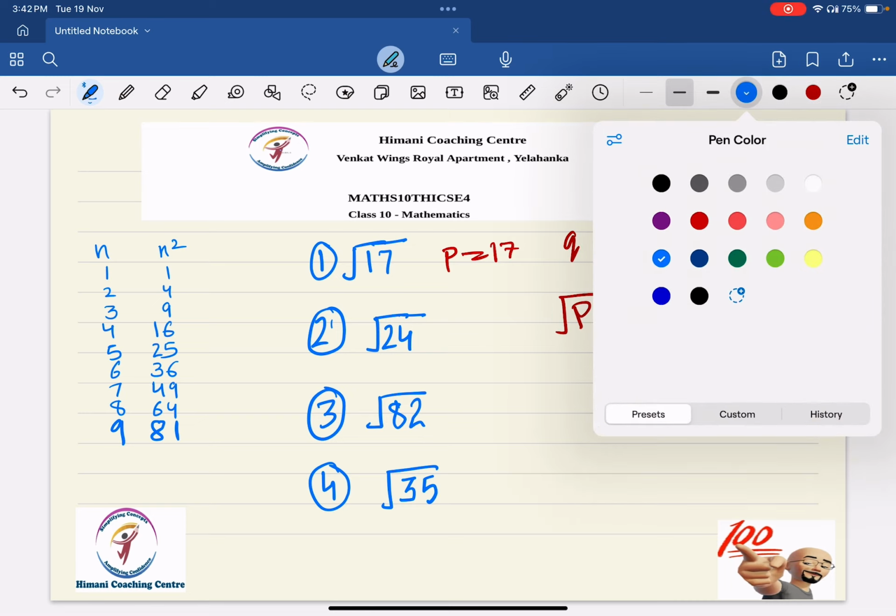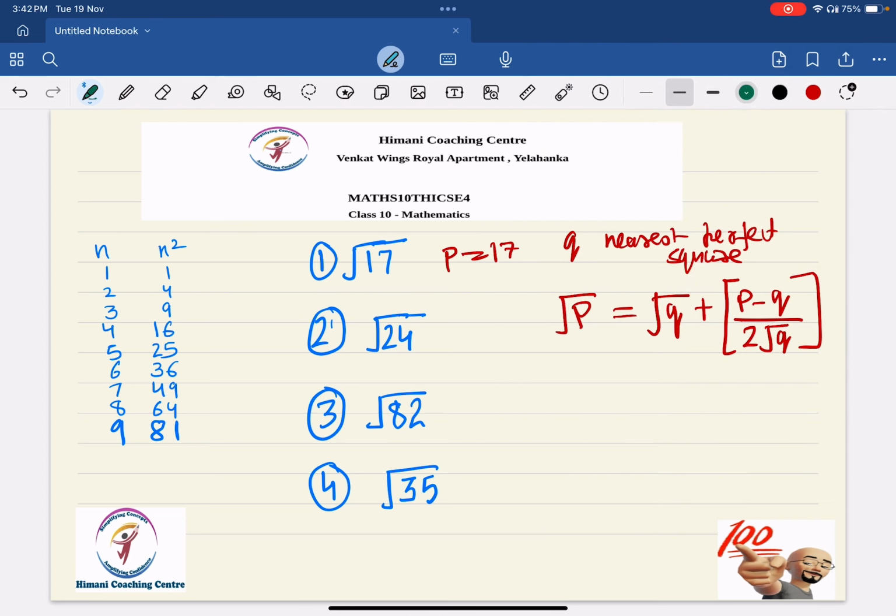I'll just use a different color. Okay. So now I'm finding root of 17 and I'm saying it is equal to root of 16. Why? Because Q is 16 here, plus (P minus Q), so 17 minus 16, by 2 times root 16. Again, I'm giving you the steps. Once you get confident with this, you don't need to write it also. You can just do it in your mind. So this will give us an approximate value.